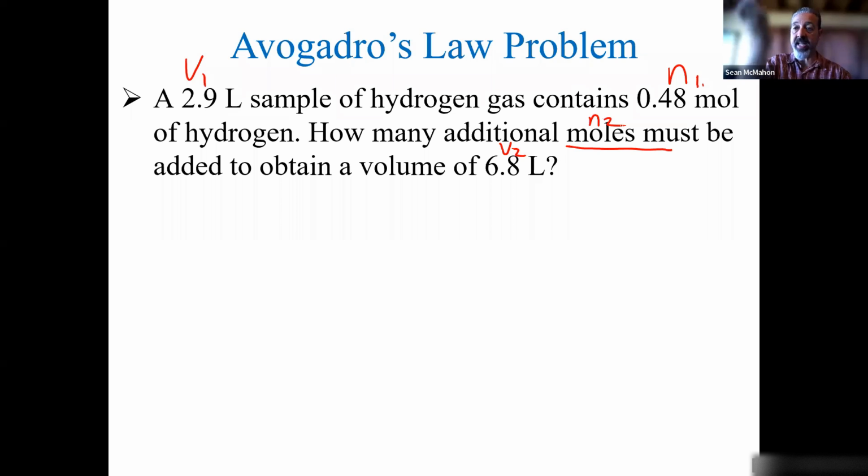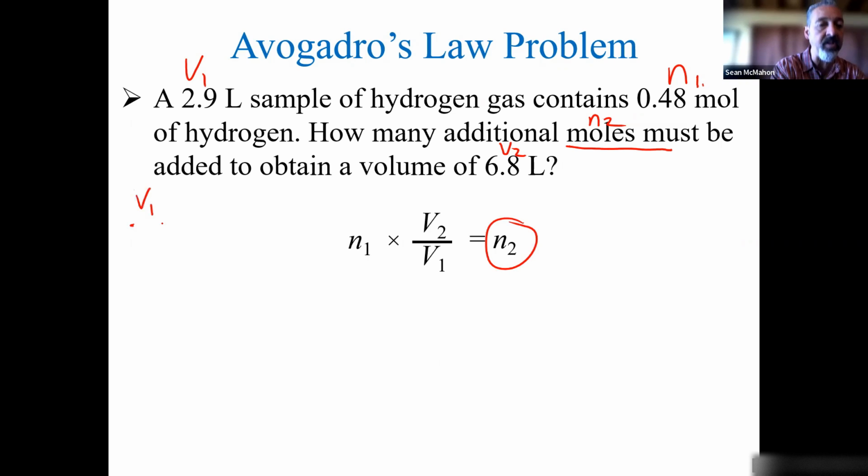I want to know how much. Now I see that there's an increase in volume. So that must mean I did what? Put more moles of gas in, because they're directly proportional. So what I did here was I rearranged for N2. How did I do that? Again, V1 over N1 equals V2 over N2. Now, if I'm solving for N2, I pretty much have to multiply both sides by N2 to get it out of this denominator.